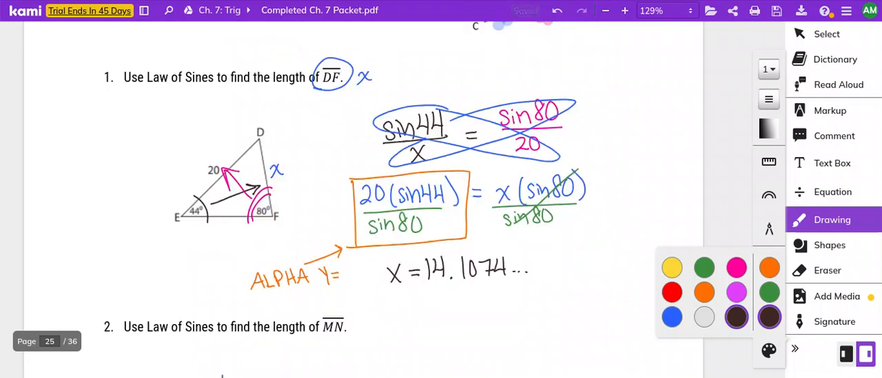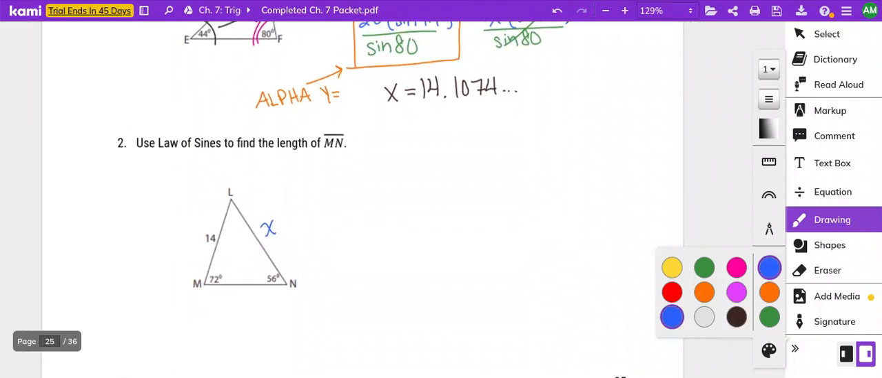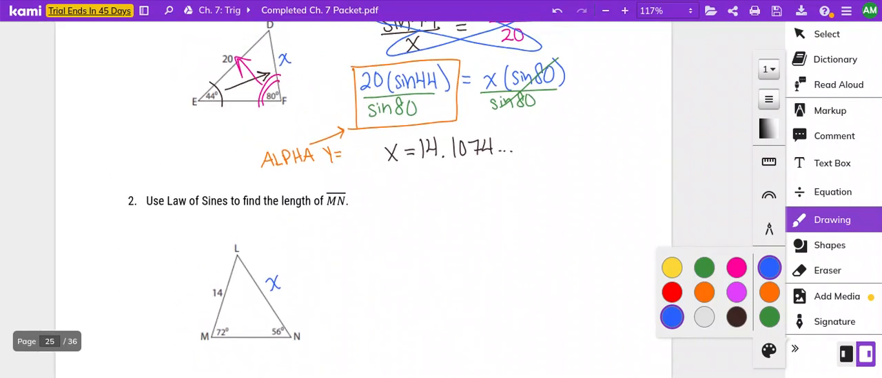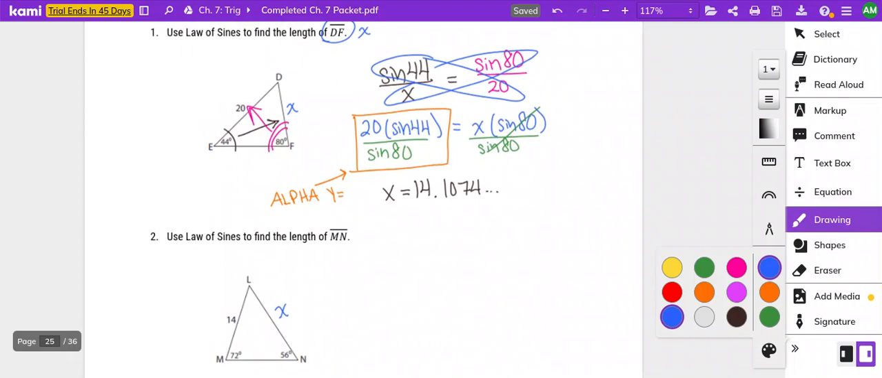All right, we're going to try it again. Now we're going to use law of sines to find MN. So again, we're going to put an x here. I want you guys to go ahead and set it up. You're going to find an angle and a side that go together, and another angle and another side that go together. So I'm going to scroll out so that you can see my work. And I'm going to give you a few seconds to try it yourself.